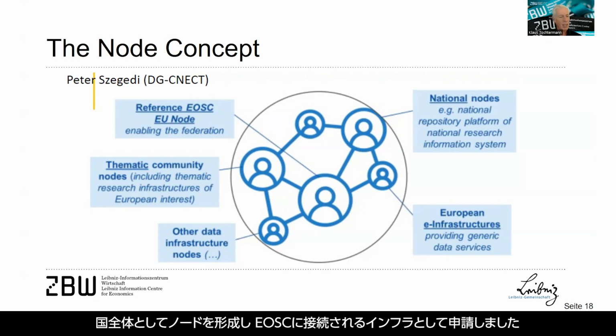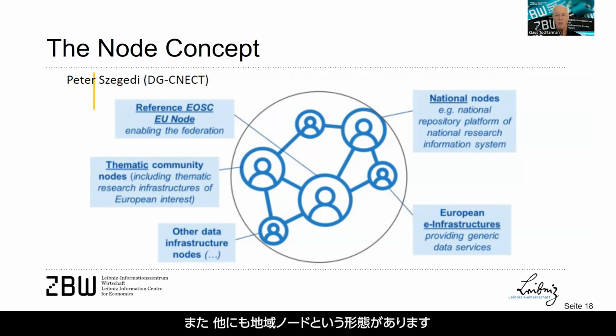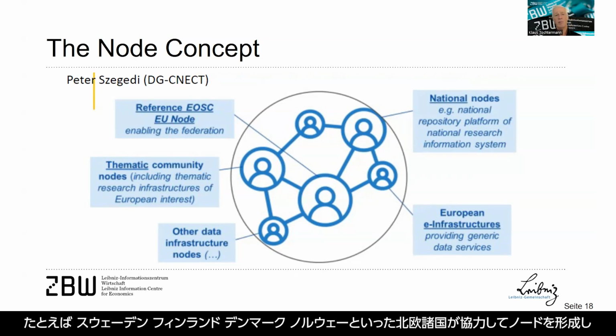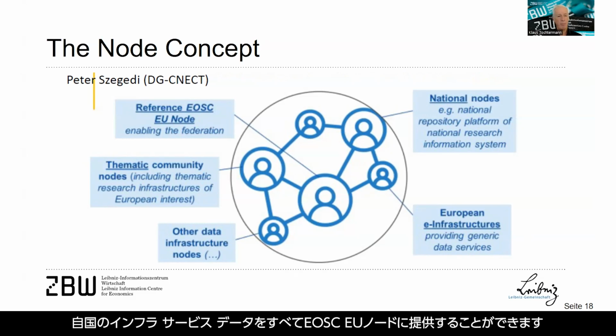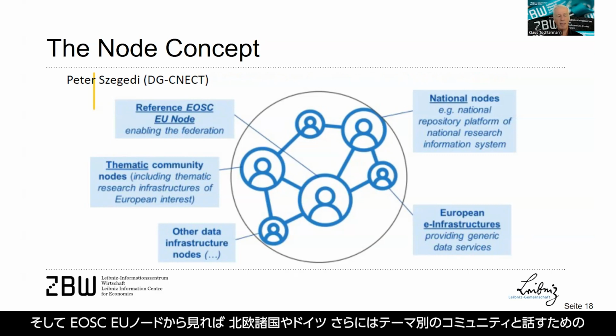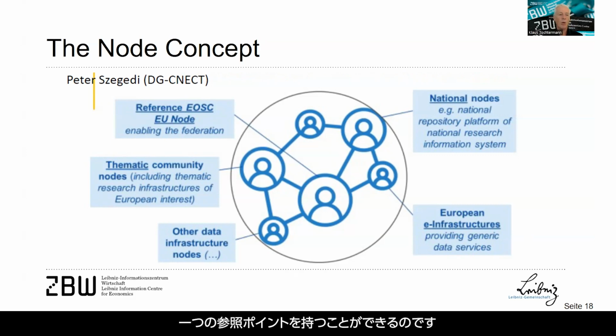We might have also other types of nodes, for example, regional nodes, the Nordic countries in Europe, that is Sweden, Finland, Denmark, Norway. They could form a node and say, okay, we bring in all our infrastructures, all our services and data we have into the EOSC EU node. And from the EOSC EU node perspective, they would have one reference point to speak to all the Nordic countries, to speak to Germany, or to speak to a thematic community.